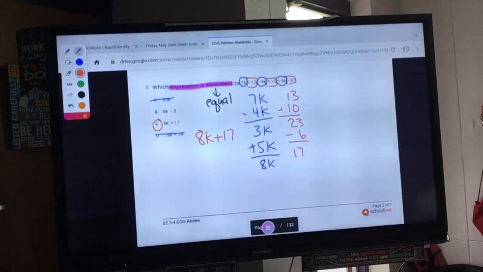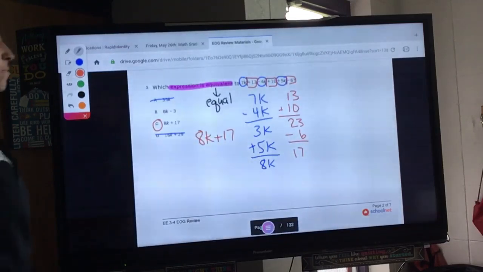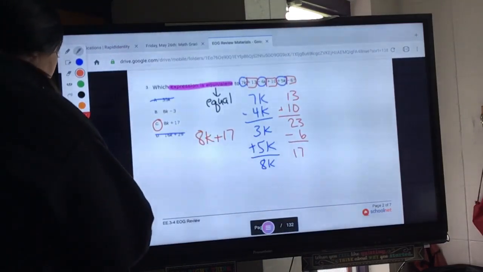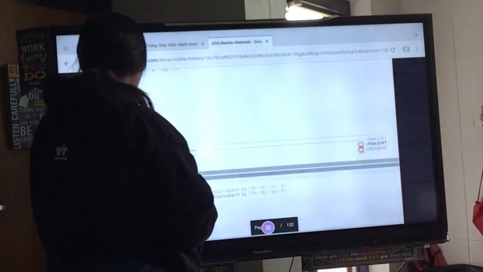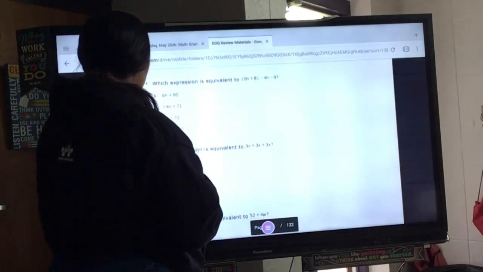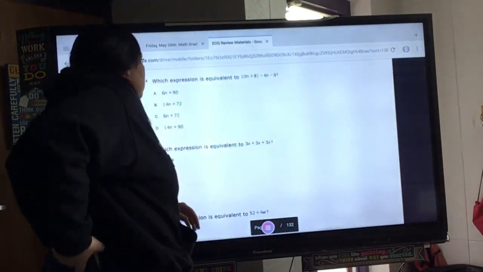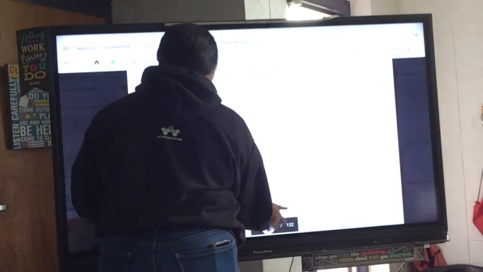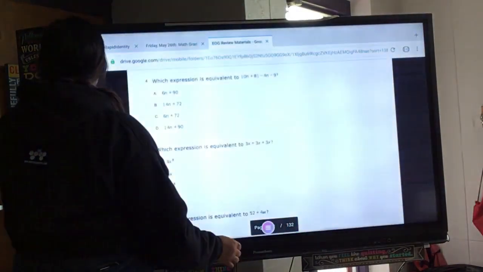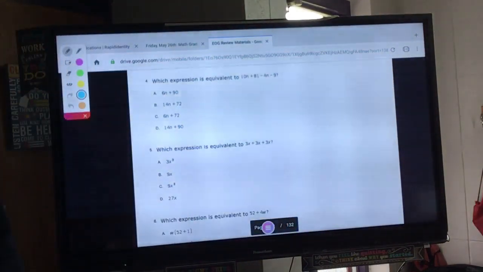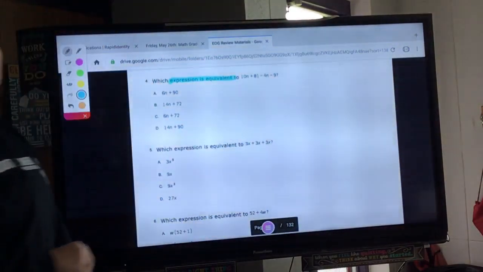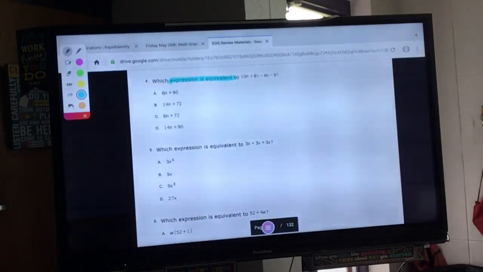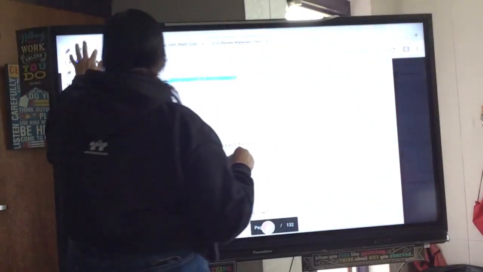Let's go to number 4 real quick. Miss T accidentally put plus 6, not minus 6. All right, what kind of question is this? Delilah. An expression where you have to combine like terms like today. Yes, so you're combining like terms here.